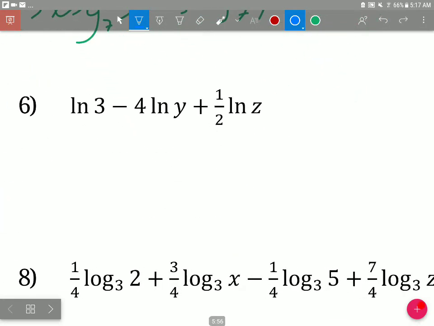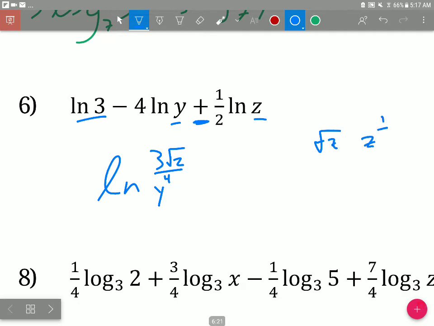All right. These are all ln, so that's ln of 3. It's positive. It goes on top. The y is negative, so it goes on bottom, but it's got that 4 out front. The z is also positive, so it goes on top. Remember, it's to the 1/2. Now, at this point, when you condense these things, I don't care if you put it as a square root of z or a z to the 1/2. I don't really care how you put it when you're condensing it.